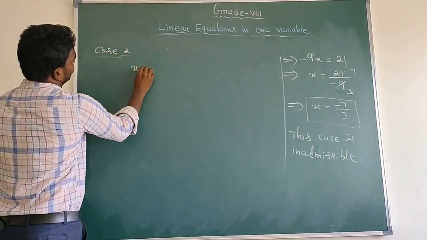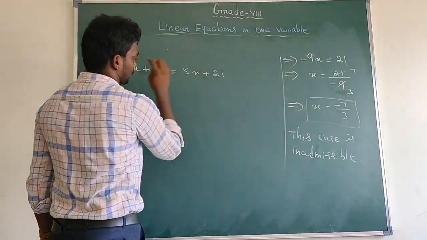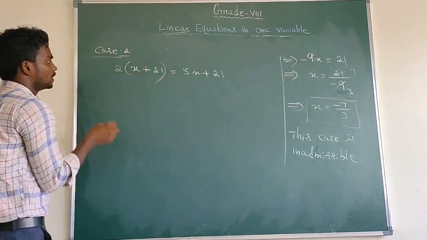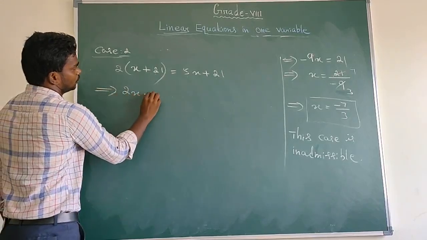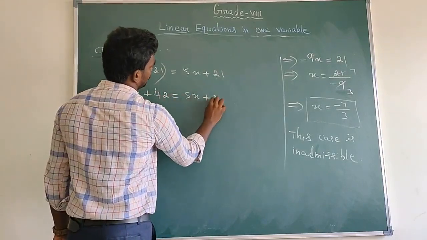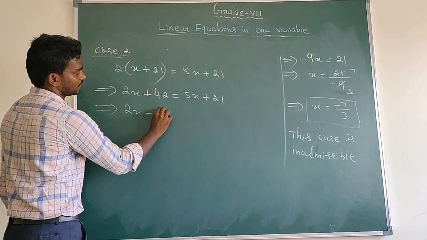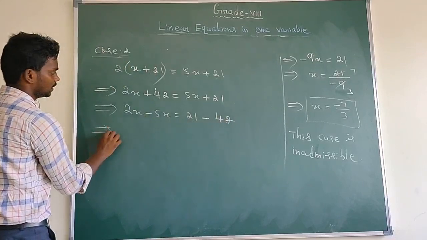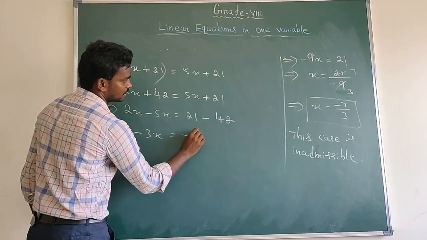Case 2, x plus 21 is equal to 2 into 5x plus 21. The first case is second number is multiplied by 2. The second case is first number is multiplied by 2. So 2 into x plus 21 is equal to 5x plus 21, which implies how to solve this? 2x plus 42 is equal to 5x plus 21. So which implies 2x and 5x is transposed, minus 3x is equal to 21 minus 42. So what is the value of 2x minus 5x? That is minus 3x. Minus 3x is equal to minus 21.